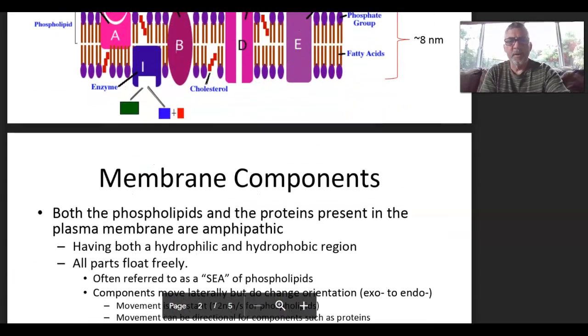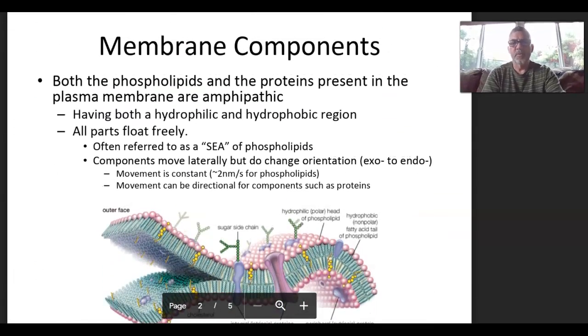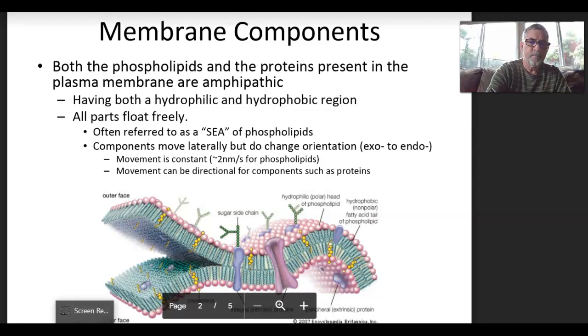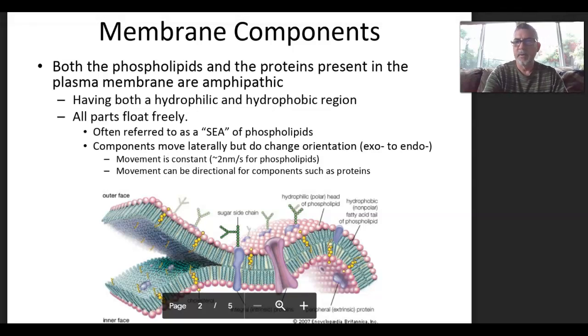All right, so let's move on. So membrane components. So remember phospholipids. So if you remember phospholipids, these structures over here, right? So those are our phospholipids. Get my pen active again. So these are our phospholipids right here.